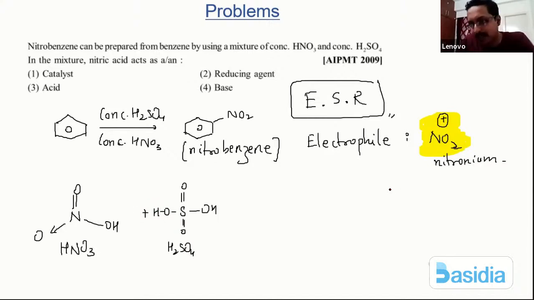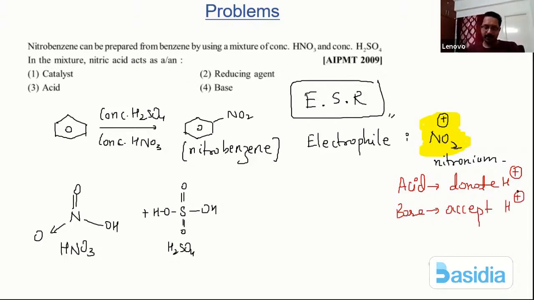Let us not forget the common simple definitions of acid and base. An acid should always donate H plus ions, correct? And a base is the one that should normally accept H plus ions. So here what exactly happens is, the proton of the sulfuric acid and the OH of the HNO3 get eliminated as minus H2O. Okay, it gets eliminated as minus H2O.